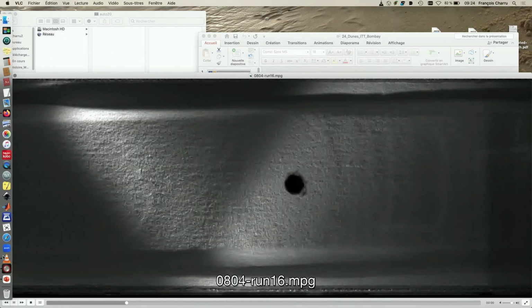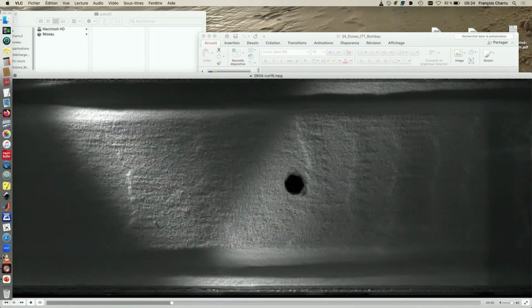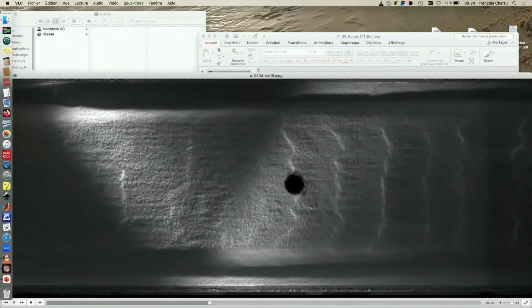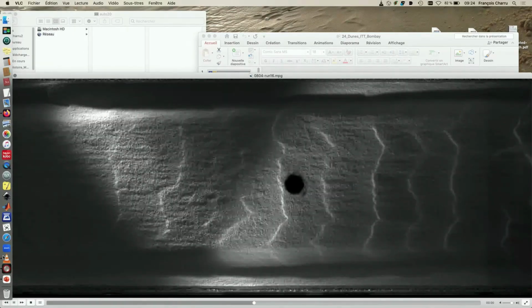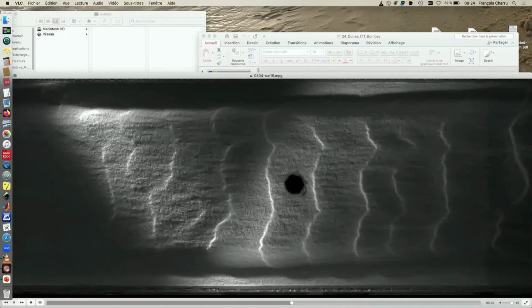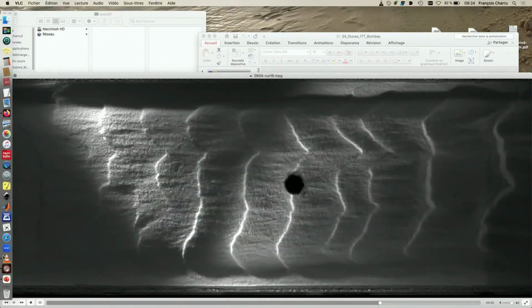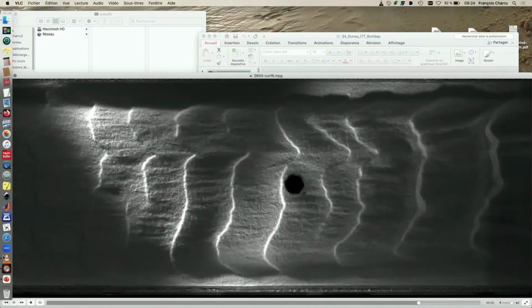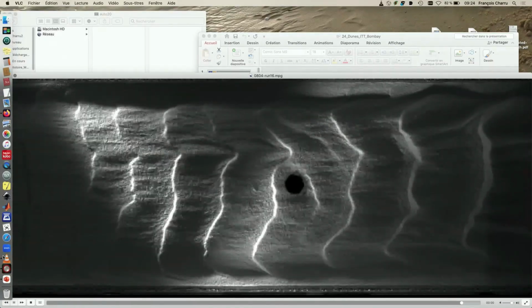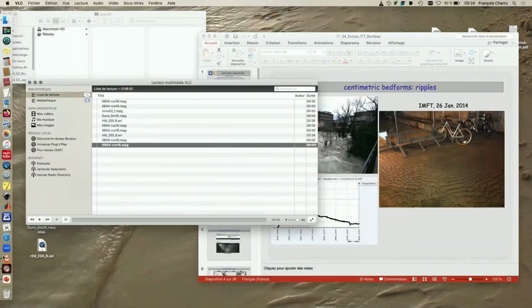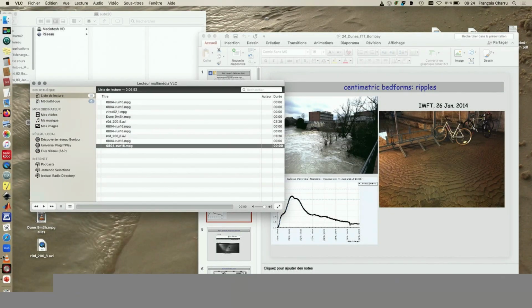So here, ripples appear in a channel which is seen from above. The total width of the channel is 12 centimeters, and the thickness of the water is 6 centimeters. You clearly see at the beginning we have a flat bed, and ripples grow, with a well-defined wavelength.